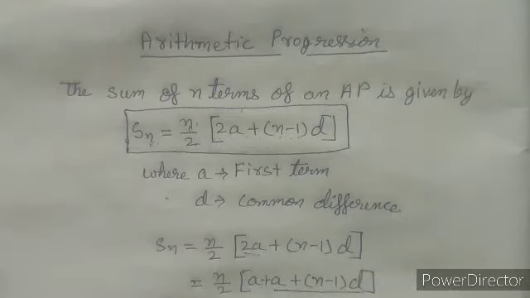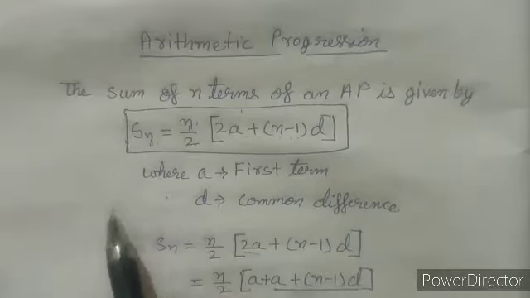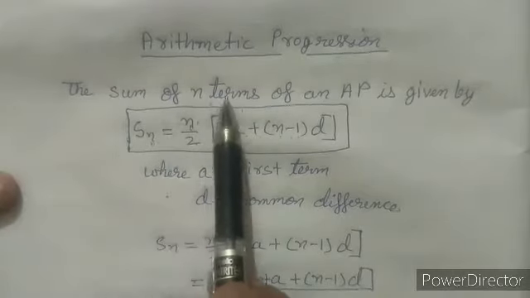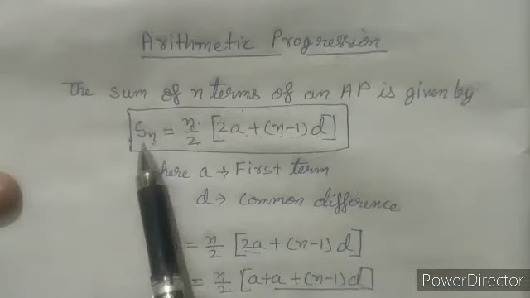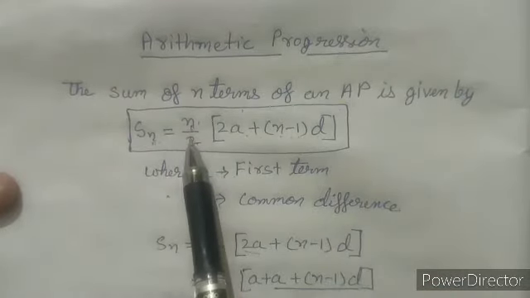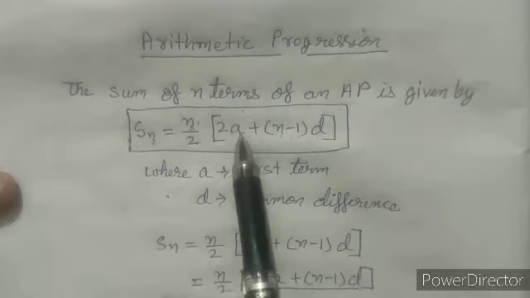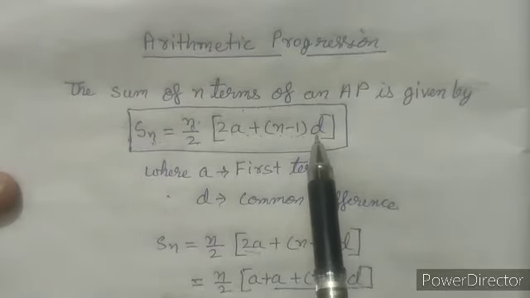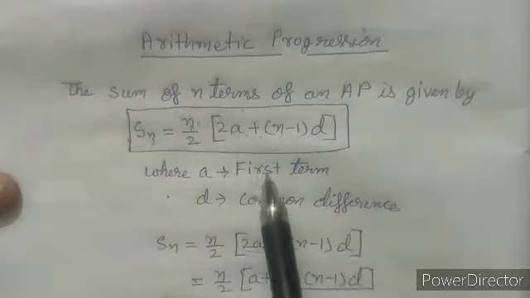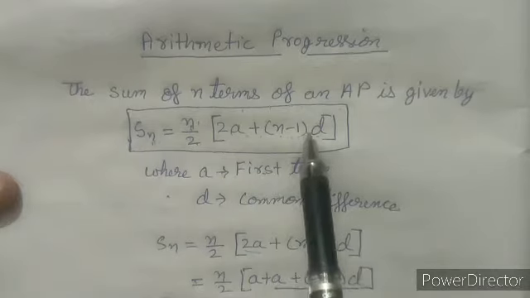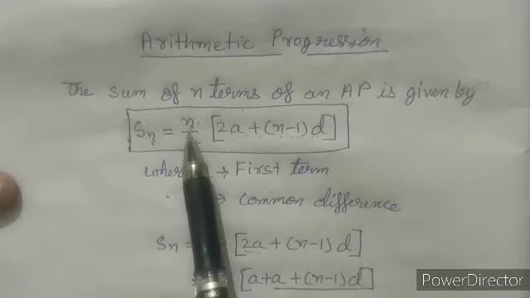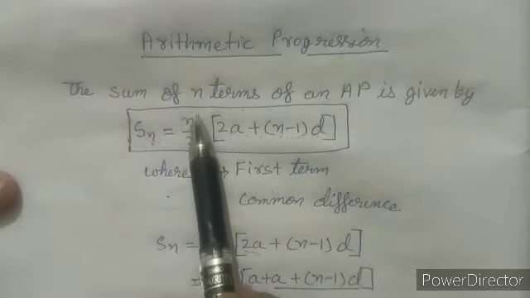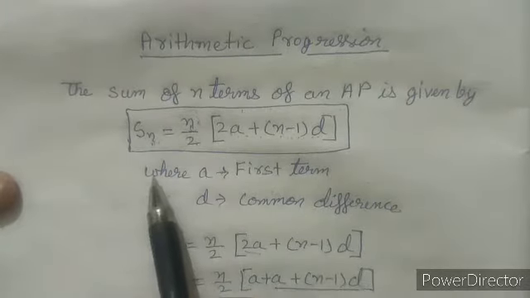Hello students, in this video we will learn to find the sum of n terms of the AP. Now the sum of n terms of an AP is given by Sn equal to n by 2 into 2a plus n minus 1d, where a is the first term of the AP, d is the common difference, and n is the number of terms up to which we have to find its sum.